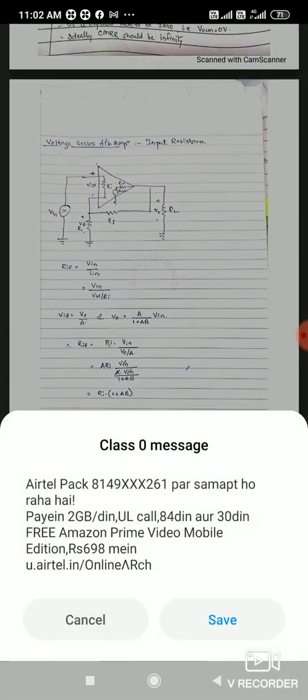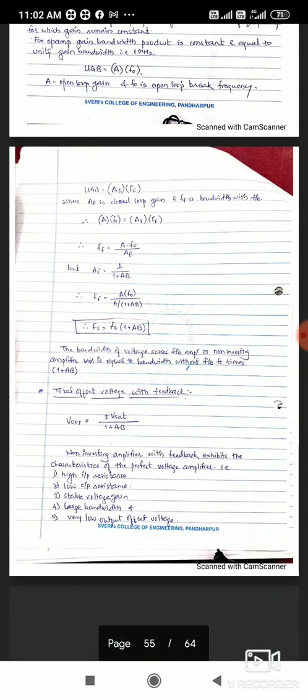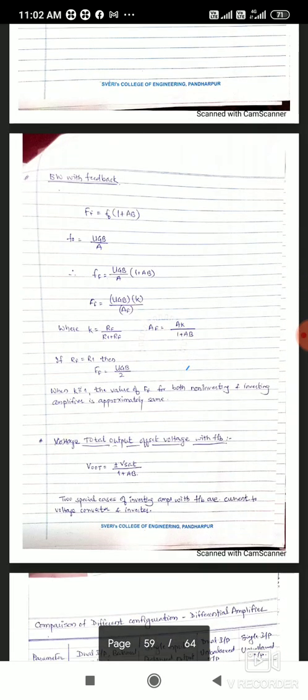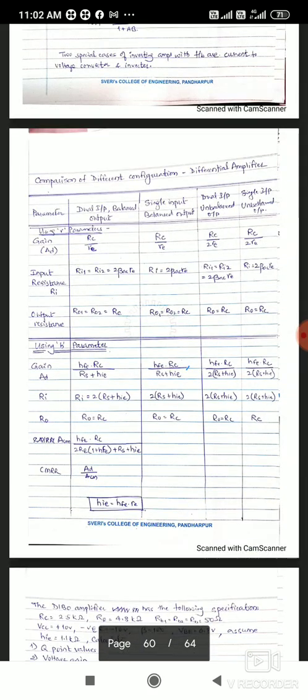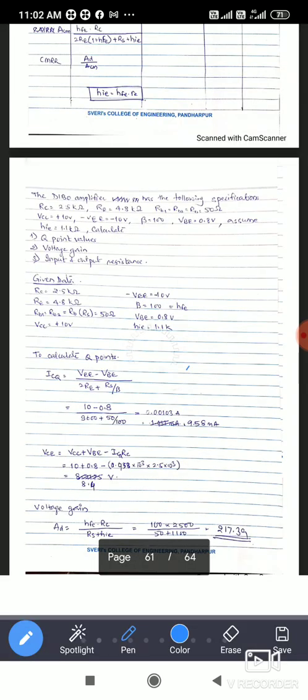But one more thing is there. There are two simple numerical examples based on the differential amplifier, based on the concept of the differential amplifier, whatever equations there were in the differential amplifier, in the AC analysis, DC analysis. So based on that, there are two numerical examples: how to find ICQ, how to find VCE, how to find the differential voltage gain AD. So you can go through these two numerical examples.